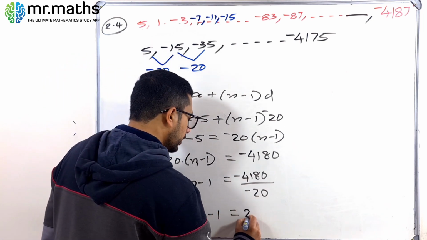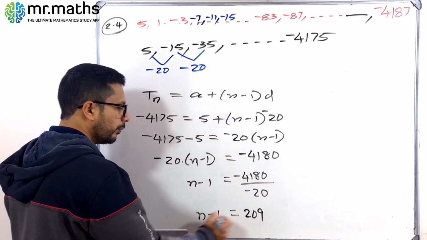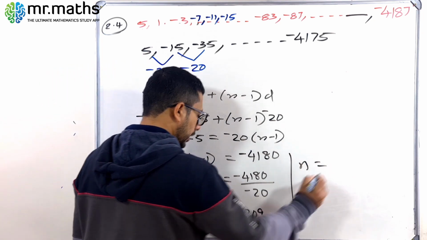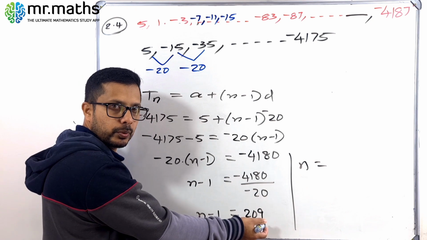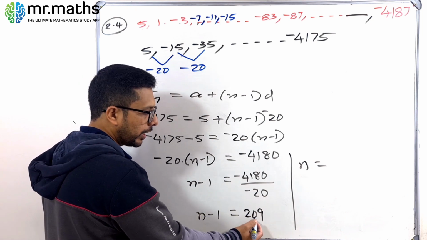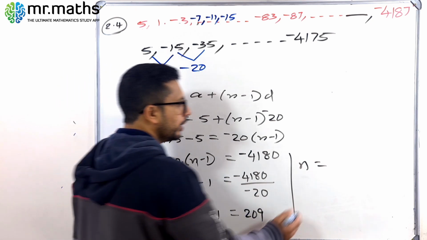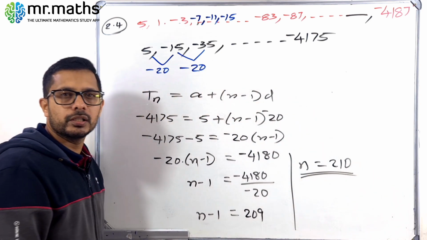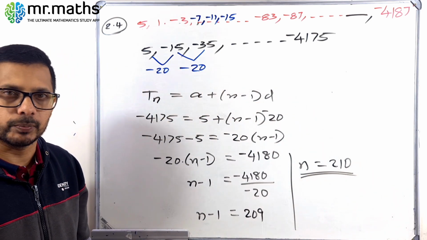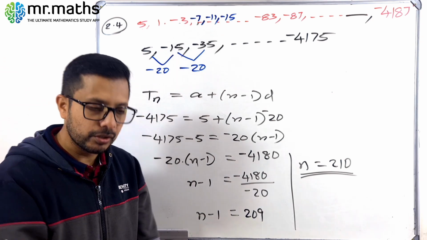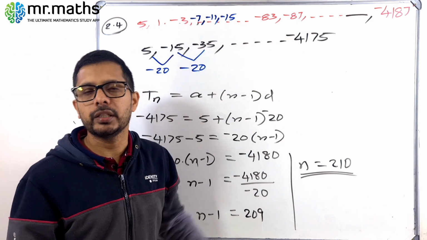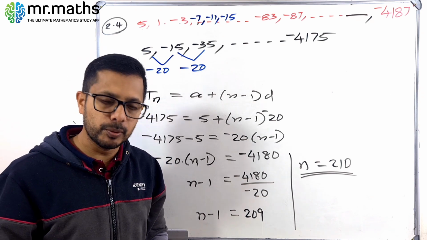So n minus 1 is equal to 209. So what is n? You have to take this minus 1 to that side, so it is plus 1. 209 plus 1, that is 210. So how many terms are there in that sequence? 210 terms that are divisible by 5. So in this sequence there are 210 terms that are divisible by 5.